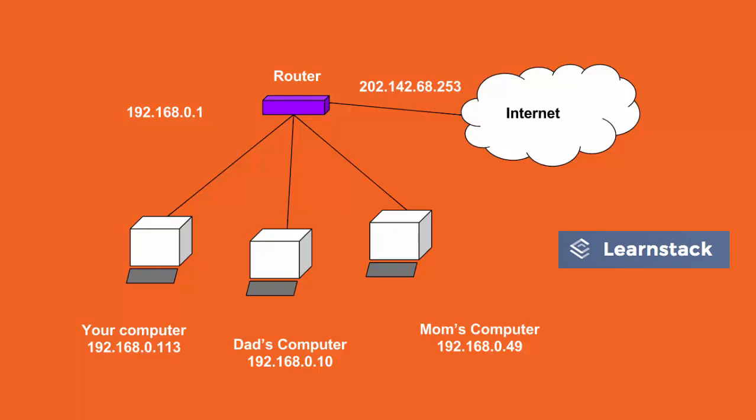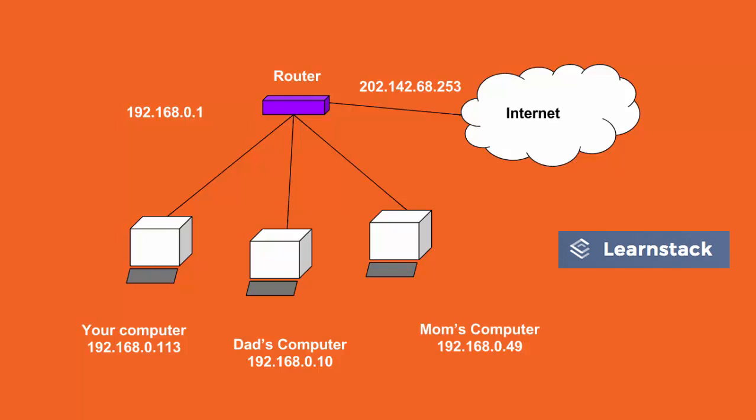For all the devices connected on the same network, every device will have the same public IP, that is 202.142.62.253, and all the IP addresses which are provided below the computer's name, they are called the private IPs. These IP addresses are provided by your router so that it can communicate with each of the devices comfortably.